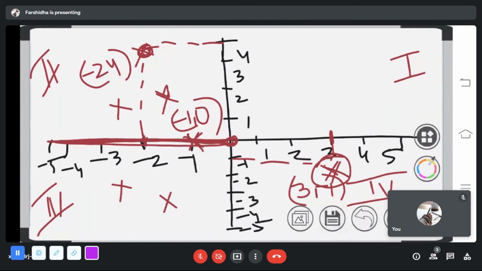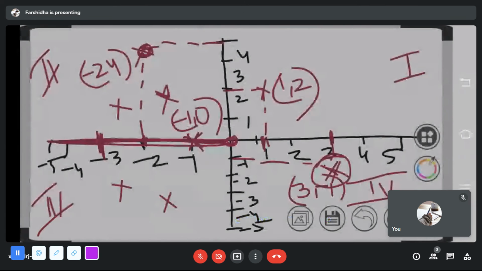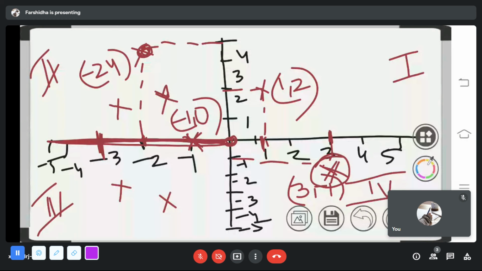Next is (1, 2). 1 on the x-axis, 2 on the y-axis. This is your point (1, 2). This lies on the first quadrant. Now (-3, -5). So -3 on the x-axis and -5 on the y-axis. Now this lies on the third quadrant. Yeah, that's all.